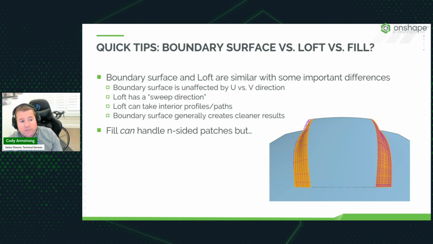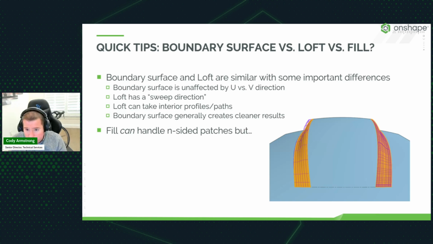Because boundary surface isn't directional. Loft is directional. It has a start and an end, right? And you're passing through profiles that go from that start to that end. So it has a left to a right or a top to a bottom. A boundary surface doesn't have that. So it's really unaffected by the UV direction definition between the two. Whereas loft has kind of a sweep direction, right? A direction that it goes, and you define those interior paths.